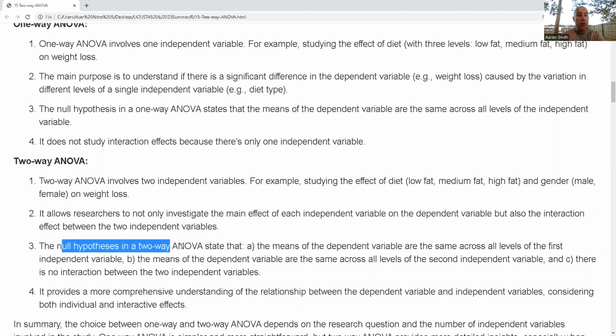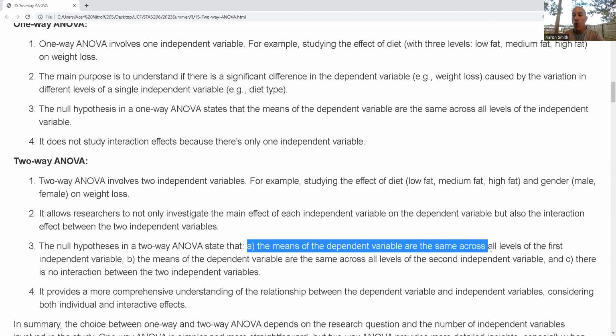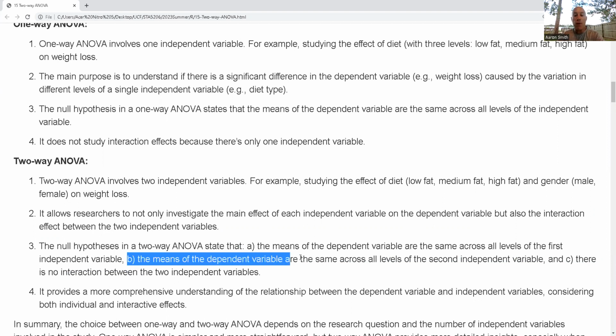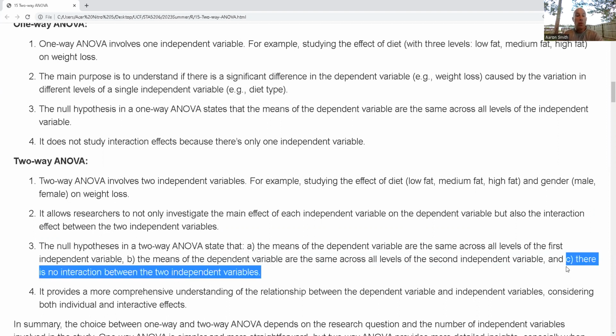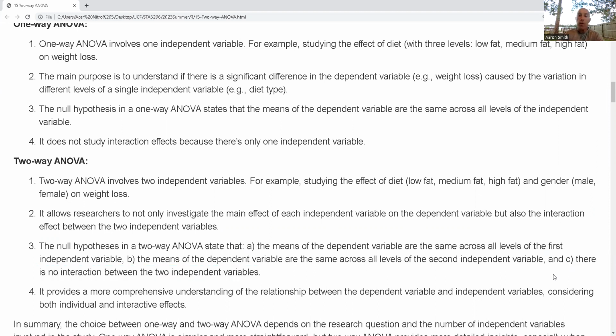The null hypotheses in a two-way ANOVA state that A, the means of the dependent variable are the same across all levels of the first independent variable. B, the means of the dependent variable are the same across all levels of the second independent variable. And C, there is no interaction between the two independent variables. And so all three of these are saying, first one, no relationship between the first categorical variable and the numeric variable. Second one is saying there is no relationship between the second categorical independent variable and the numeric variable. And then the third one is saying there's no interaction.